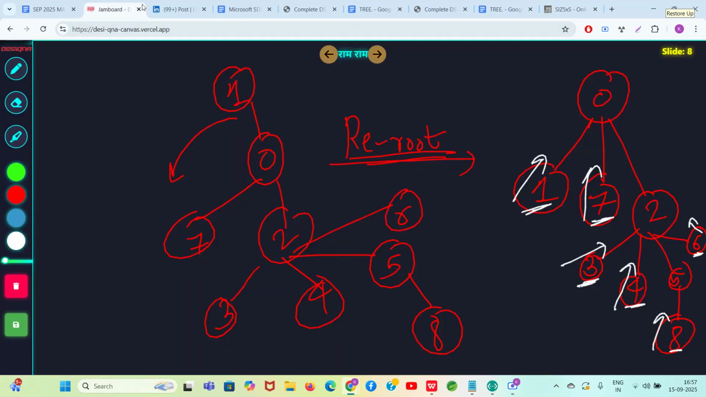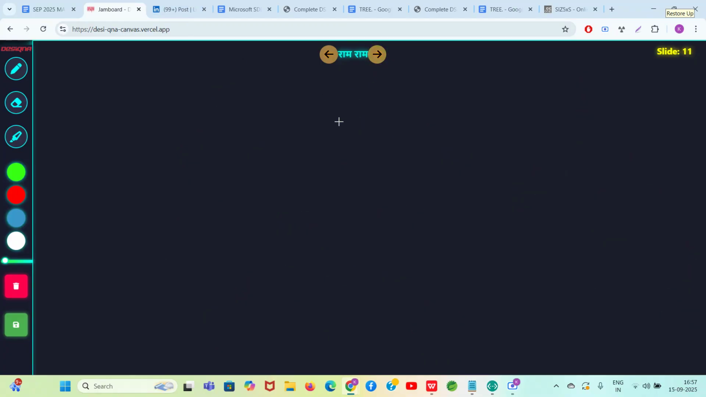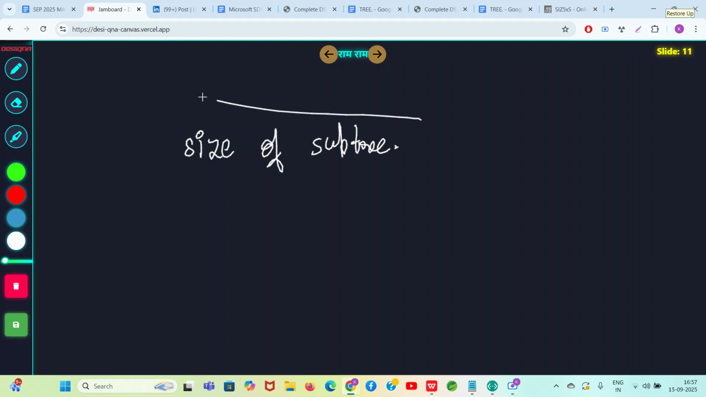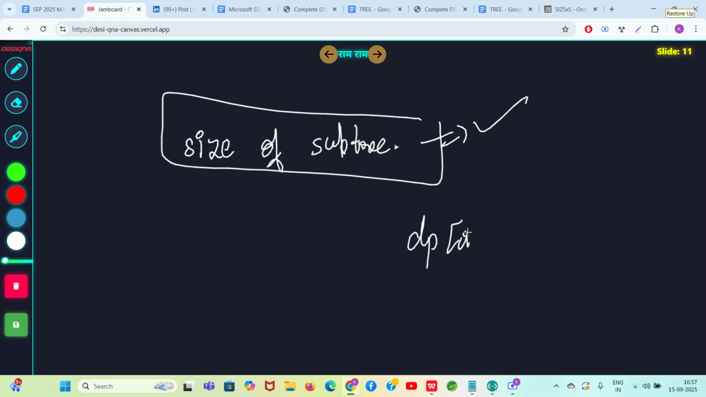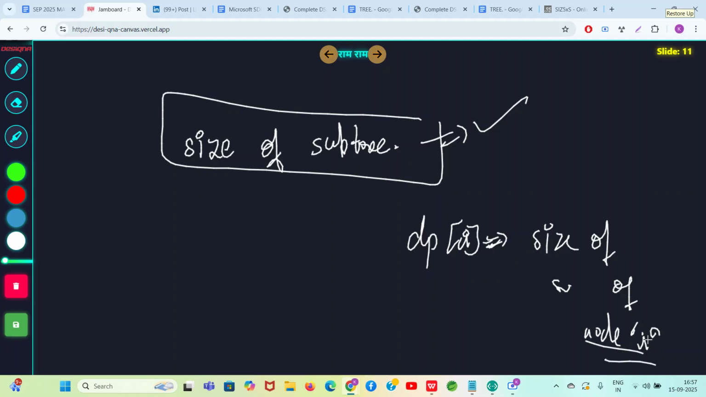Okay. So now we need one more concept. Which concept? You need to know the size of the subtree. After the rerouting is done, you just need to know the size of the subtree. If you know the size of the subtree, the problem is solved. So dp of I for a node will tell you the size of the subtree of node I. Basically, how many nodes are below node I, including node I.